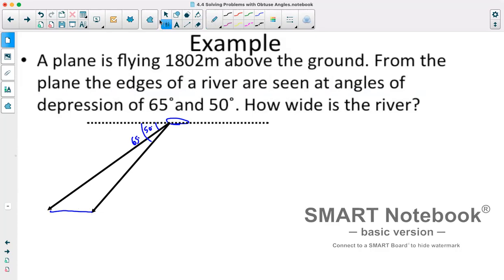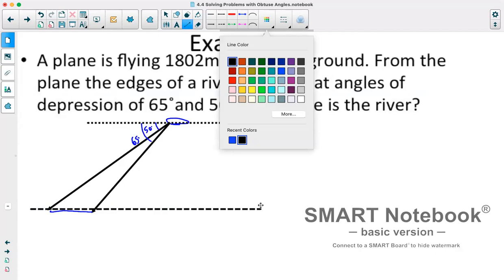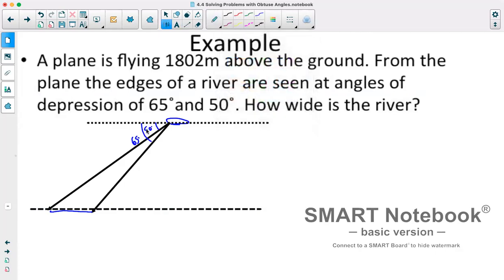Now, some stuff we also know. I'll put in another dashed line. We assume this is horizontal. We can use what we learned in earlier chapters. So this big angle here is alternate interior with this angle here, so this would be 65 degrees here. Now this smaller angle here is alternate interior with this angle of 50 here.